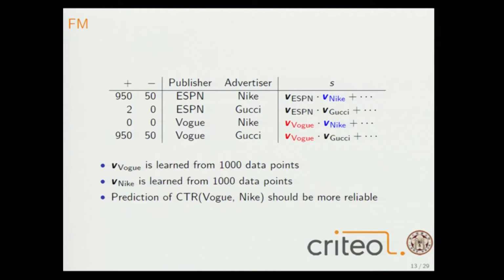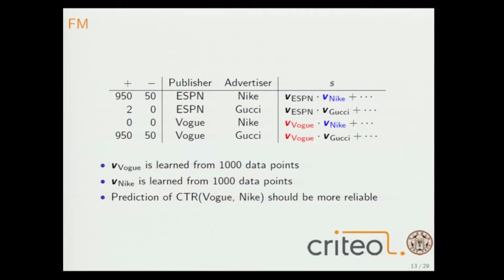Here we come back to this Nike Vogue problem. To calculate the S, note we need two vectors: one is called V_Vogue and one is called V_Nike. Even if we don't have any traffic from Nike to Vogue, we can still learn this V_Vogue from 1,000 data points, and we can still learn this V_Nike from another 1,000 points. In this sense, the prediction of Nike to Vogue can be more reliable.